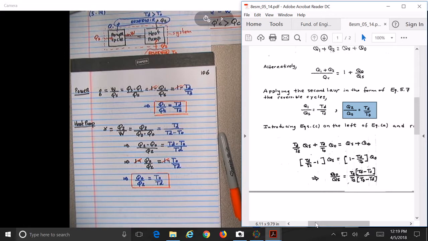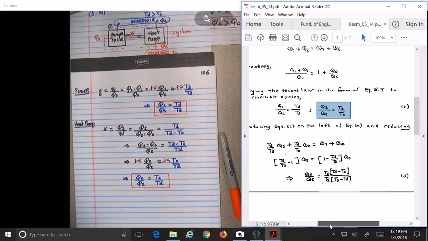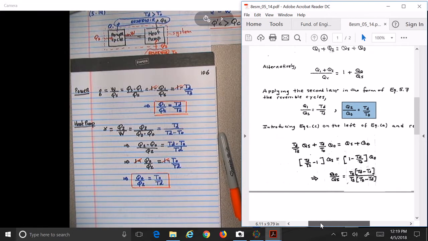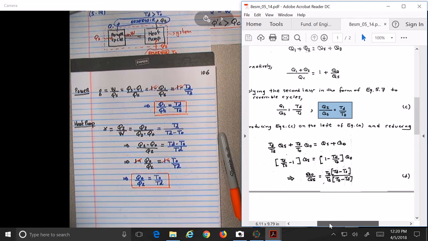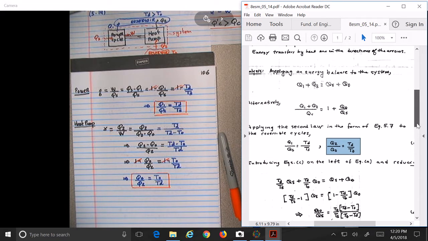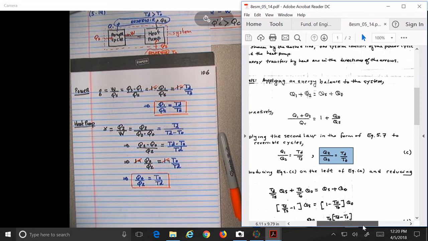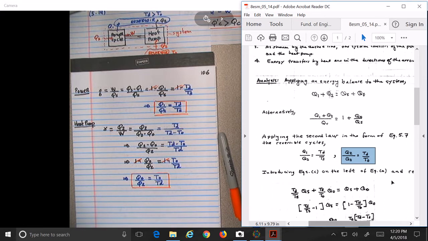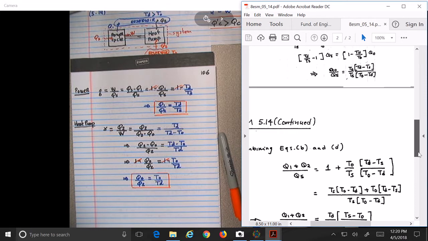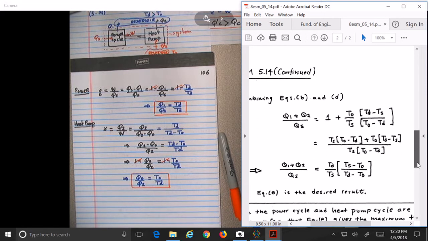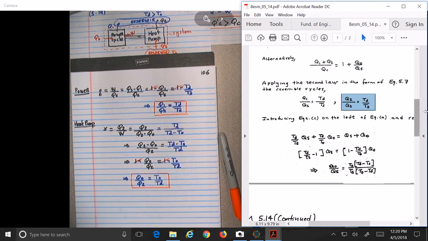I rather don't think that's what happened to me when I look at the solution. I get confused. Introducing equation C on the left of equation A. What is equation A? I have no idea. Right, let's not look at this. Looks like a lot of algebra. Let's try to do it on our own.